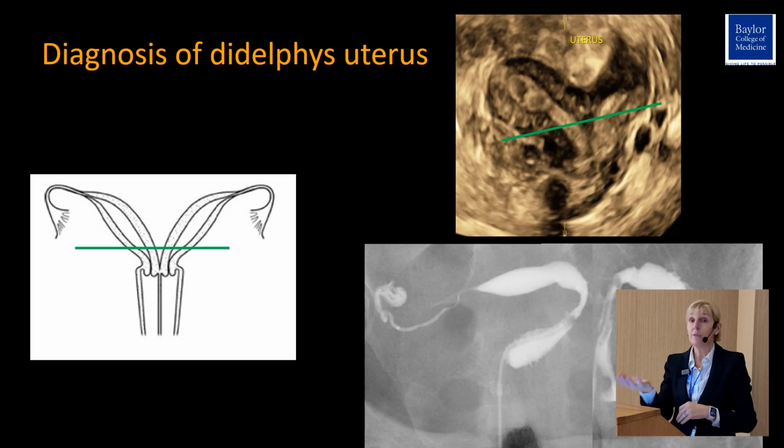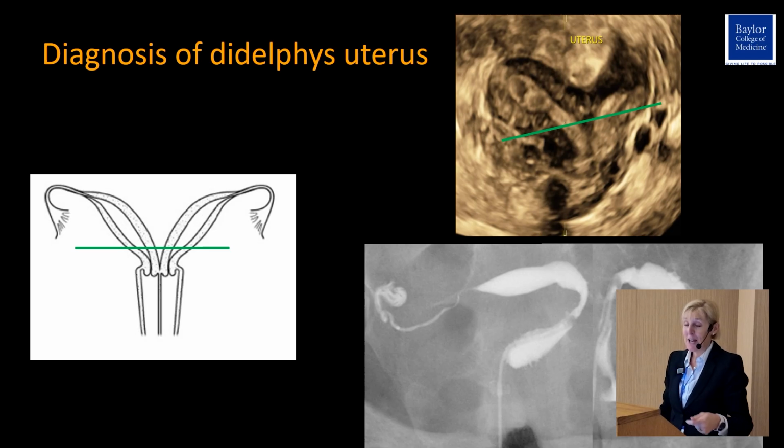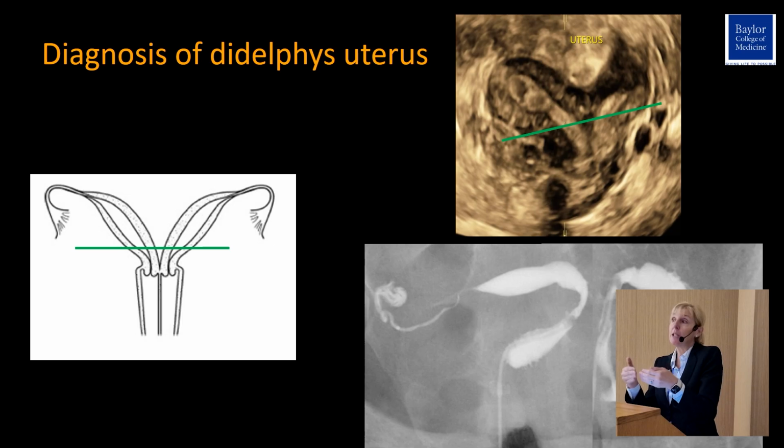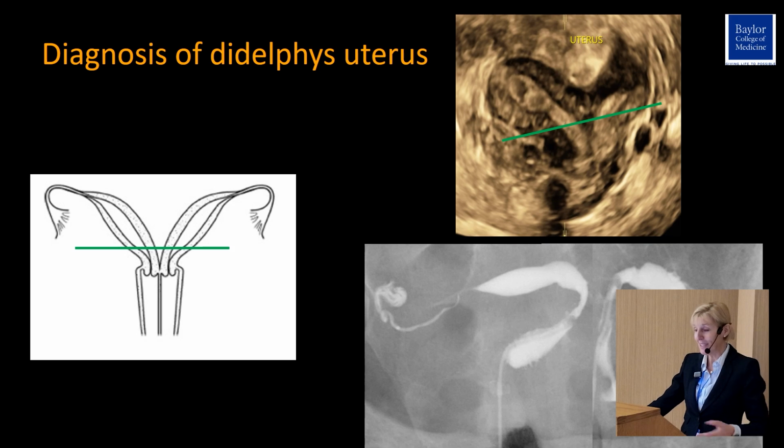So that's the new definition, or I would say I possibly adopted it late, but that's the definition of didelphys uterus. You don't need to have two separate cervices. Many times they're attached together, but as long as you have the connection below the internal os, that's your diagnosis there. Although during a hysterosalpingogram, you can see how the two uterine horns and cervices are completely separate.